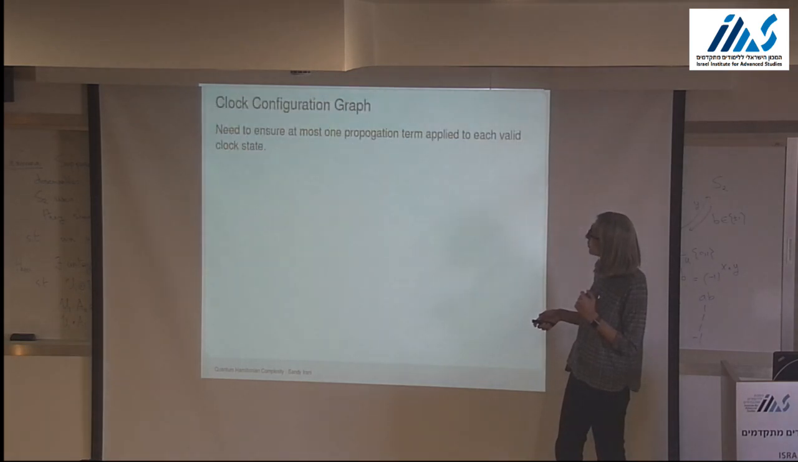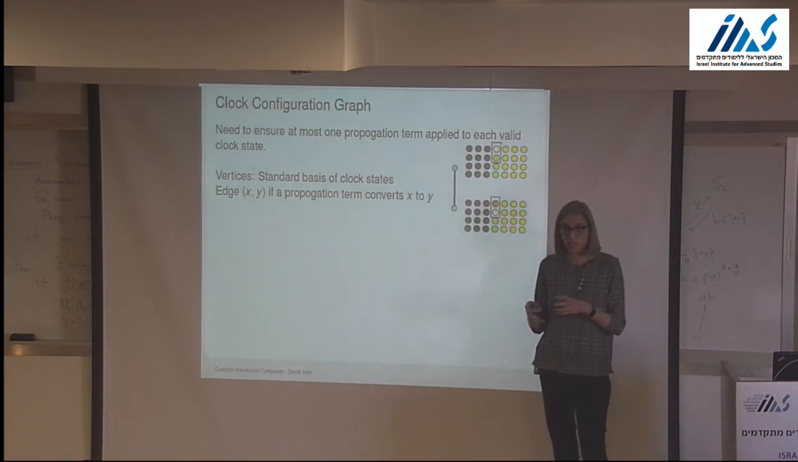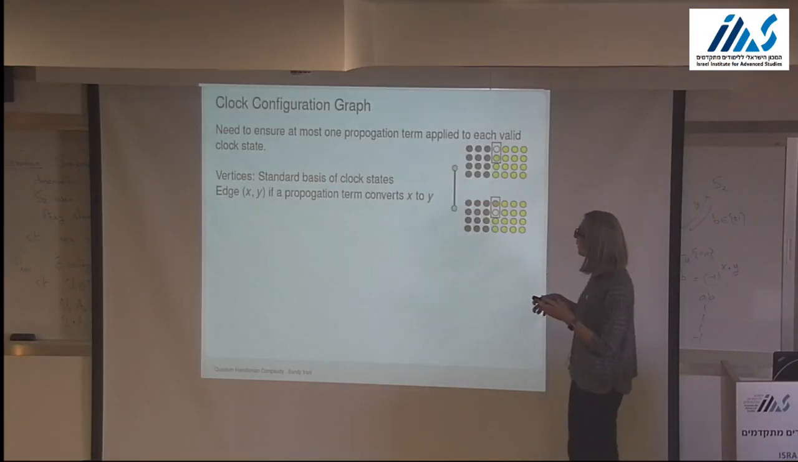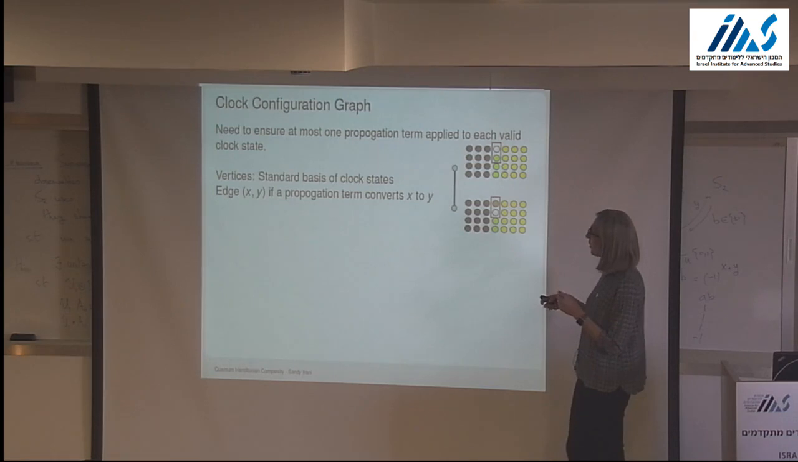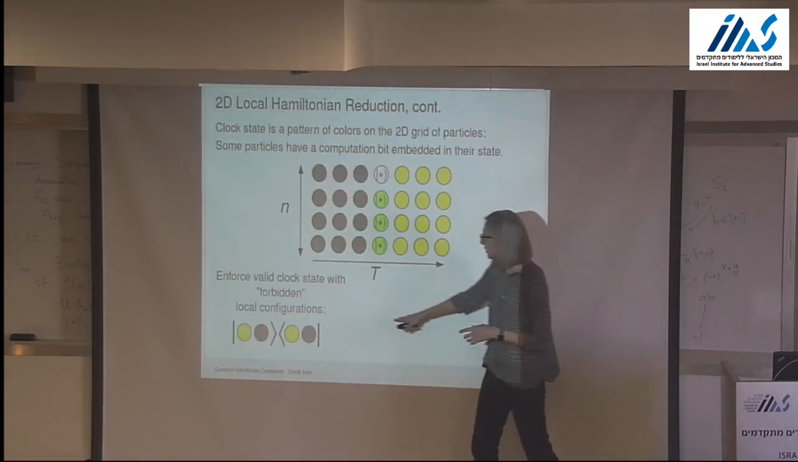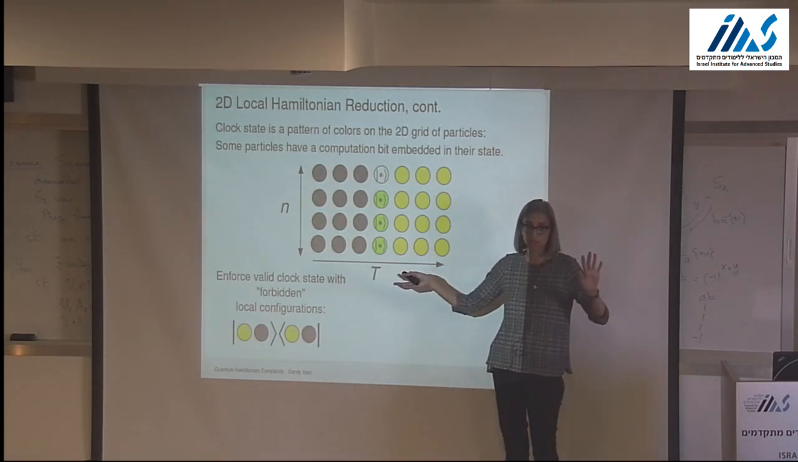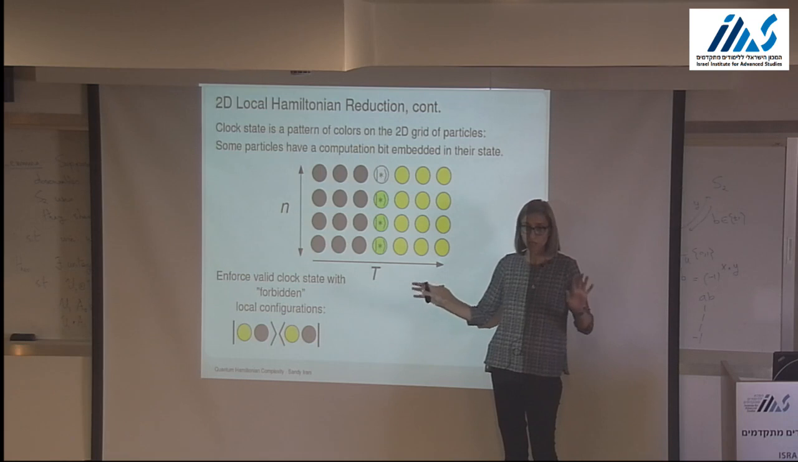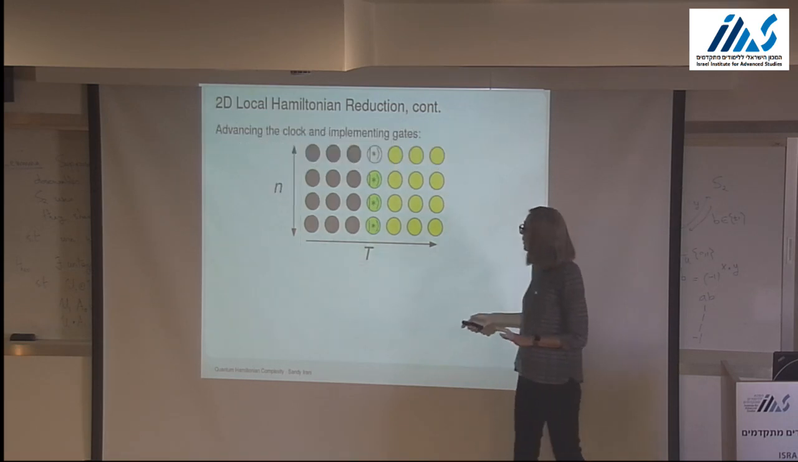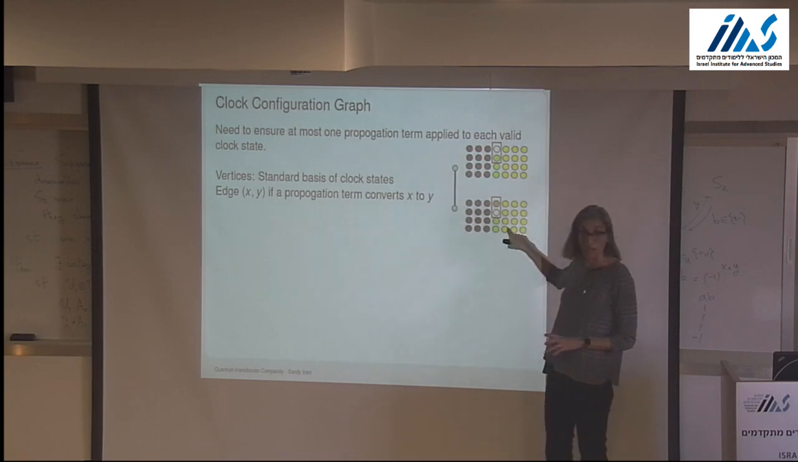And we want to make sure that we apply all of these forbidden states and carefully pick these propagation terms. So I'm using these forbidden terms to totally rule out certain patterns of dots. Okay, so I know that certain patterns of dots will never happen. Other patterns of dots are valid.